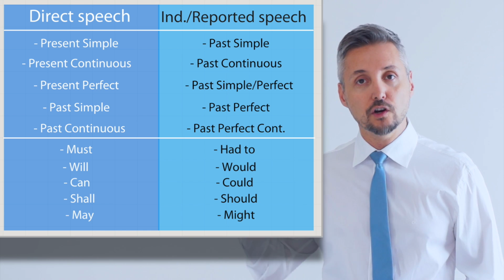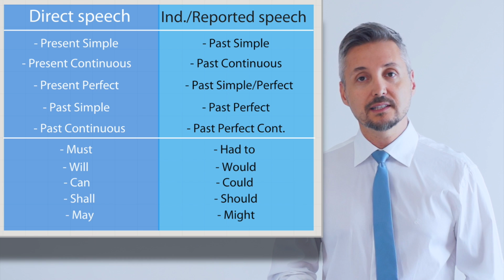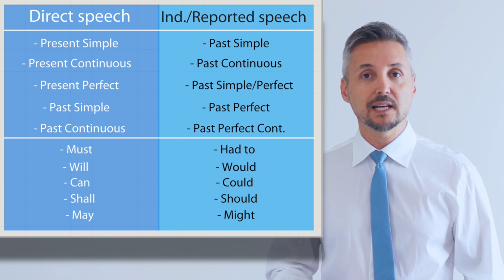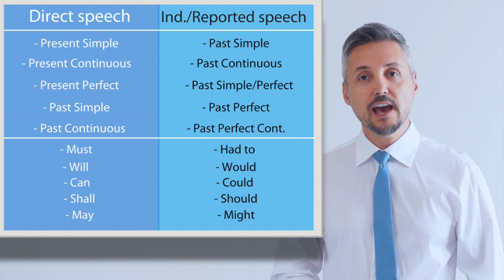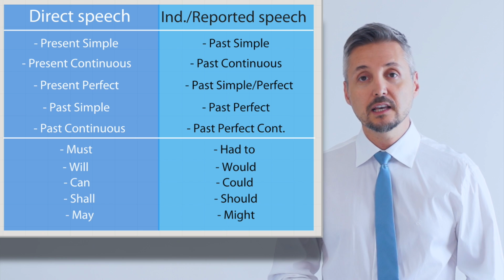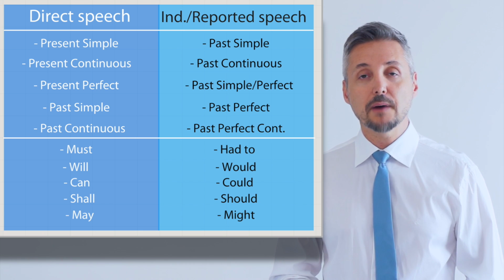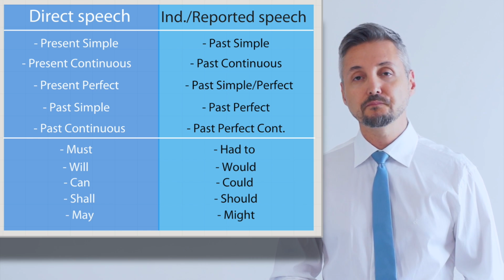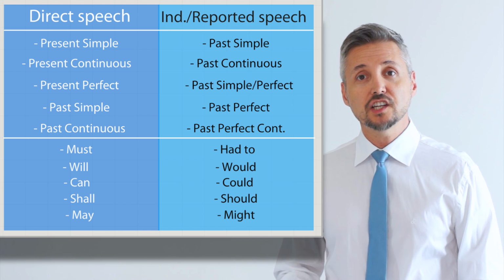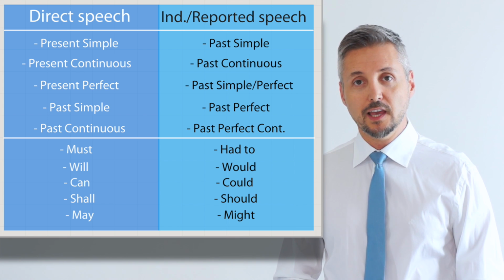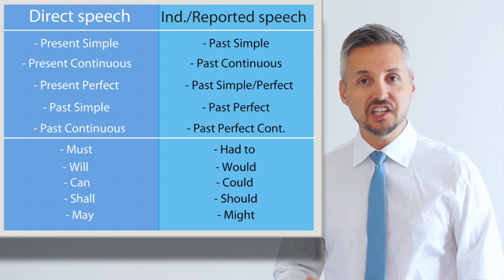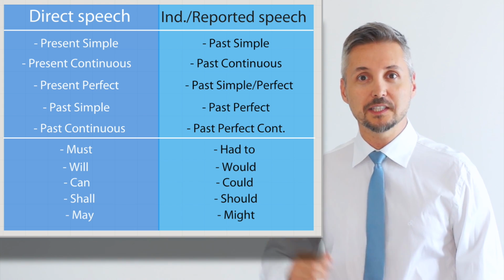So we have first, as you can see, the present simple. It changes to the past simple. Then we have the present continuous. It changes into the past continuous. The present perfect changes into the past simple. The past simple changes into the past perfect.